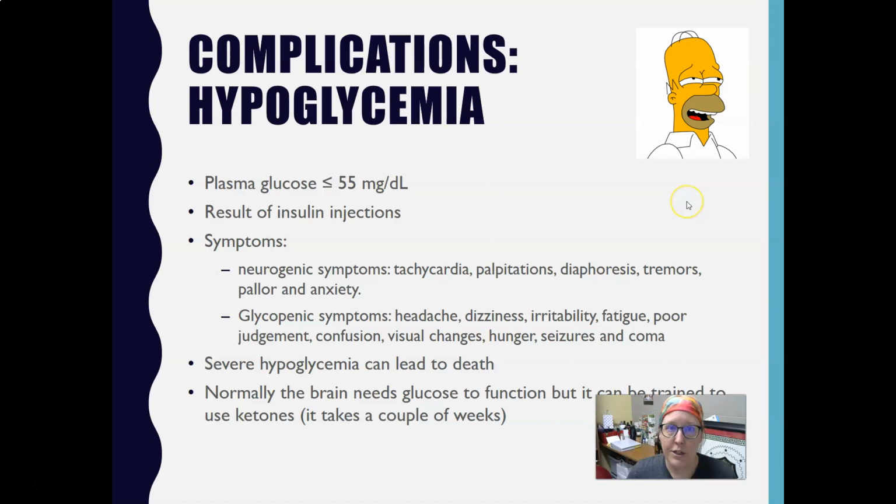Another complication of diabetes can be hypoglycemia. That is a plasma glucose of less than 55 milligrams per dL, and it is usually the result of insulin injections. So if a patient is on an insulin pump or an insulin injection and they take their insulin but then don't eat, that can cause problems. This is where patient education can be really, really important.